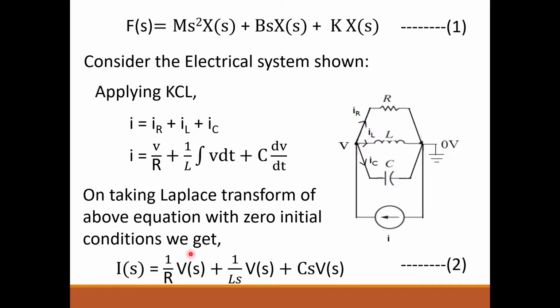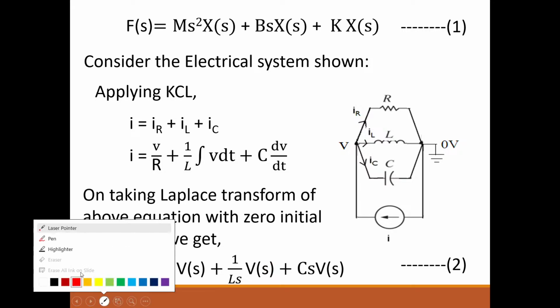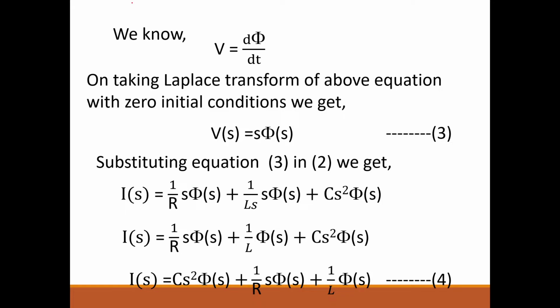Okay then. Now we have written the nodal equations for this electrical system, and we already know a relation between voltage and flux. V is equal to d phi by dt, where phi is the flux. So you can replace V with d phi by dt.